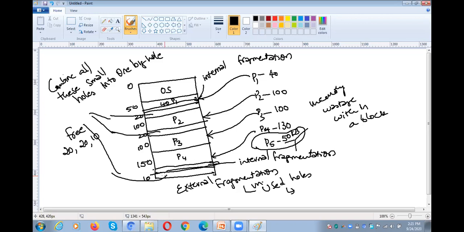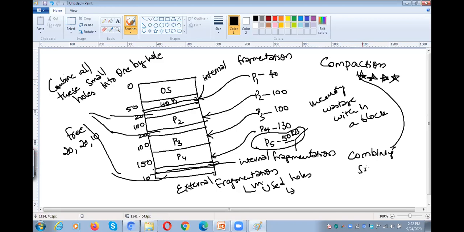We can avoid such a problem by combining all the small partitions and forming a big hole. That means we are combining all the small individual separate holes into one big hole. The technique is called compaction. Very, very important. Okay. What is compaction? Combining small holes for forming a big hole.